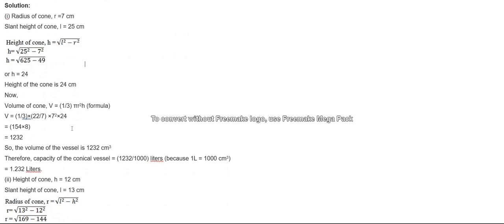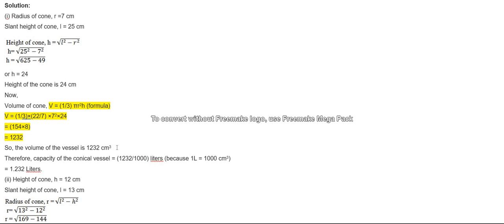Once the height is known to us, we can find the volume. Take care that slant height is given to us. If you use slant height instead of height, your answer might be wrong. So first of all, you have to find the height. But here the question asks for the capacity. Here the answer is in centimeter cube.